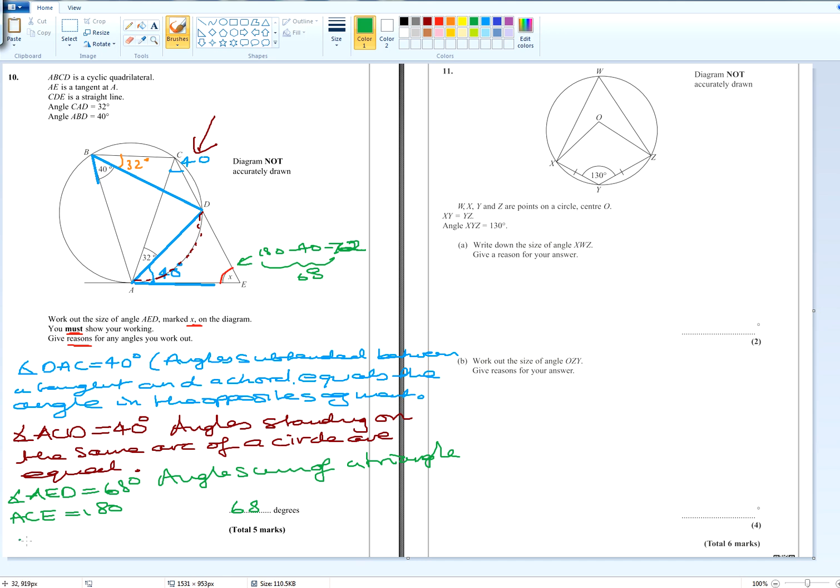What did we do? We said x is equal to 180 degrees minus 40 at the top, 40 on the bottom, and minus 32, which gave us then 68. And that will give us the full mark for that particular question.